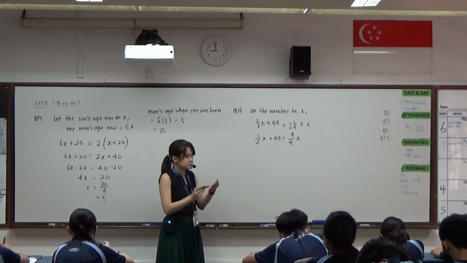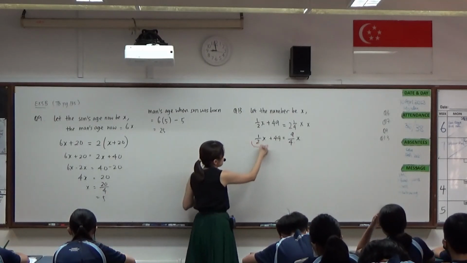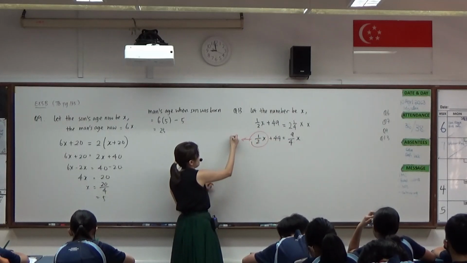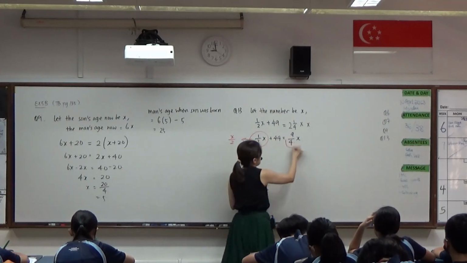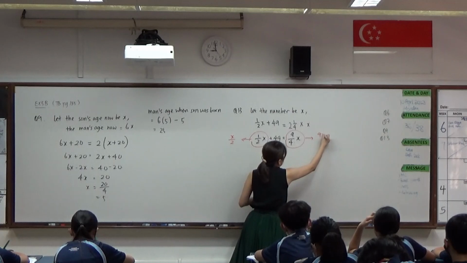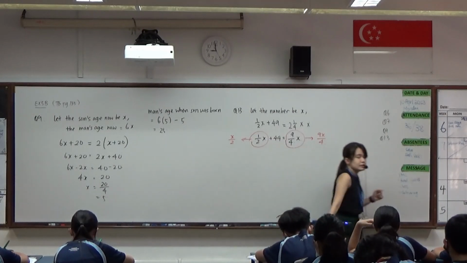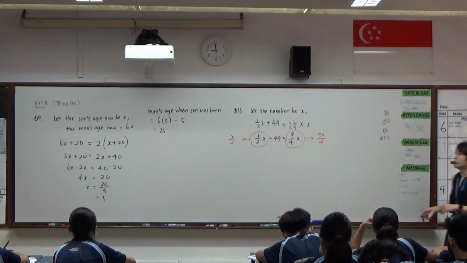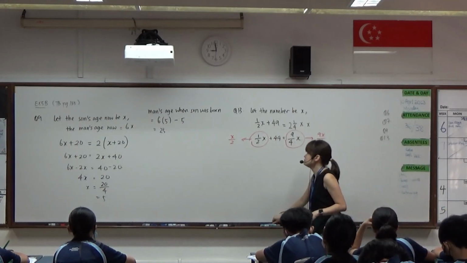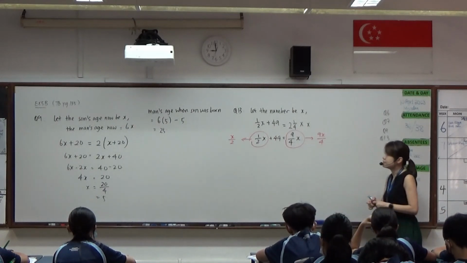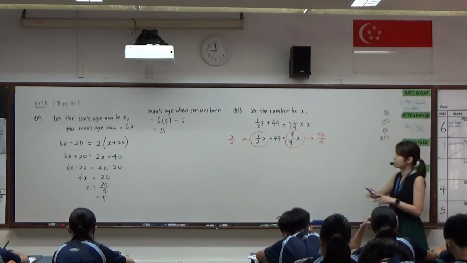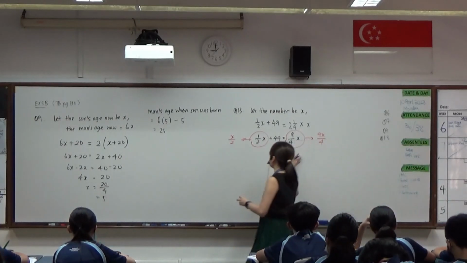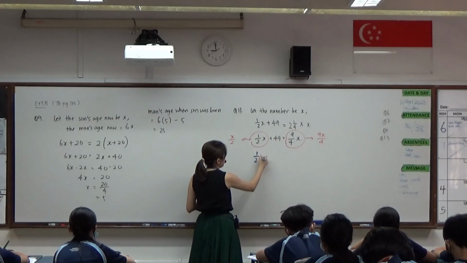I want us to at least also be aware that half x is the same as x over 2, 9/4x is the same as 9x/4. So if you write the alternative, it is the same thing. So then proceeding to solve, half x plus 49 equals to 9/4x, we shift all the x over to a side.